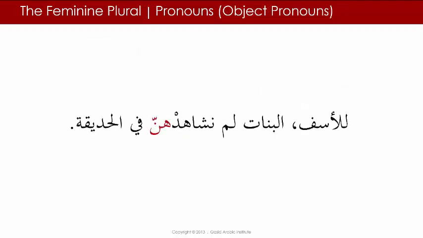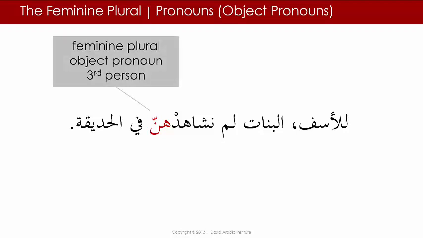We can also have object pronouns which are connected to the ends of verbs and nouns. للأسف البنات لم نشاهدهن في الحديقة. Unfortunately, the girls, we didn't see them or we didn't witness them in the park. So here we have hunna at the end of the verb as an object of the verb nushahid.